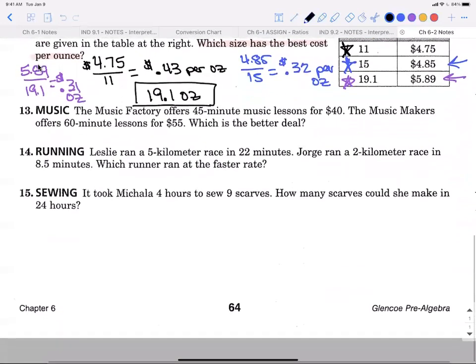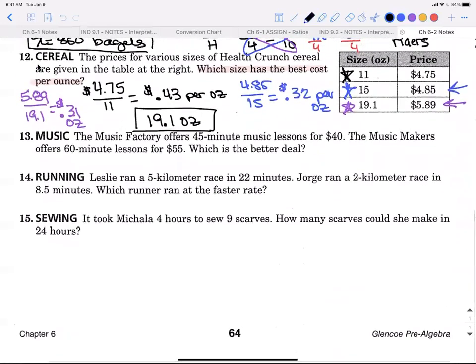I just want to do this last one because it's another one where there's a missing bit of information, and I want to do one more example of that. All right, it took Michaela 4 hours to sew 9 scarves. So we're dealing with hours and scarves. So if I set up my initial one, I want to know how many scarves she can do in 1 hour, right? So I'm going to put 9 scarves. Whoops, nope. First, what do I always have to set up first? Don't want to do any numbers first. What do I want to write first?